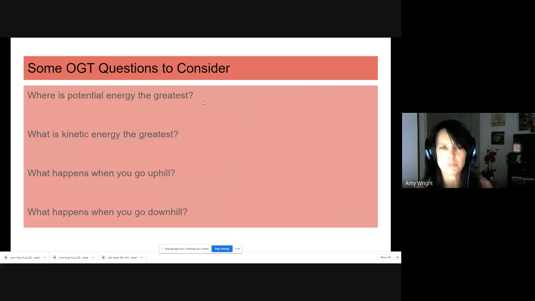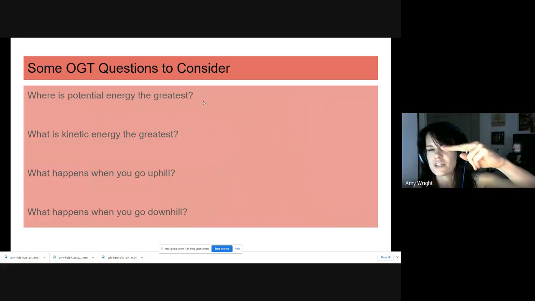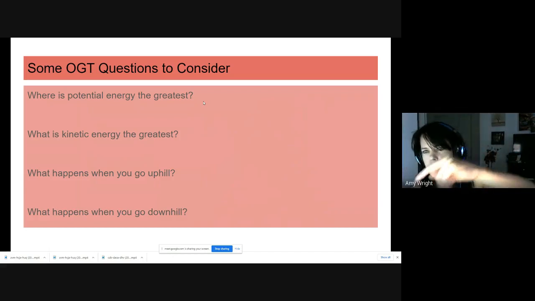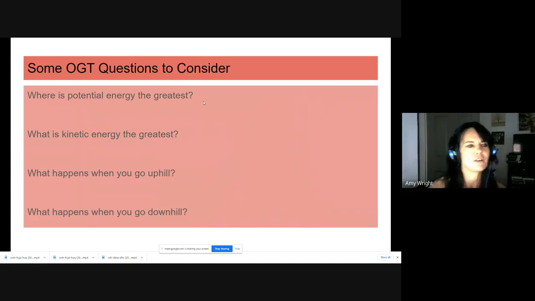But you lose potential energy, right? Because as you're going down, let's say you're here, here's where your potential energy is the greatest. You start to move down, you stop right here. Guess what? Your potential energy is now from here to here, right? So it decreases. Potential energy decreases as kinetic energy increases. Write that down. Okay, so I talked about what happens when you go downhill.